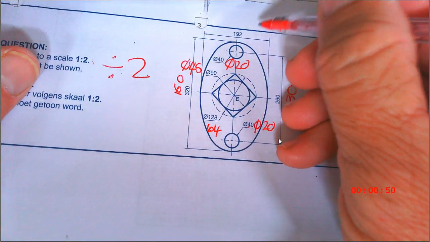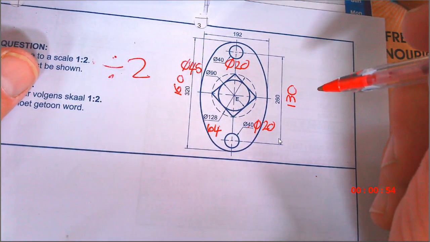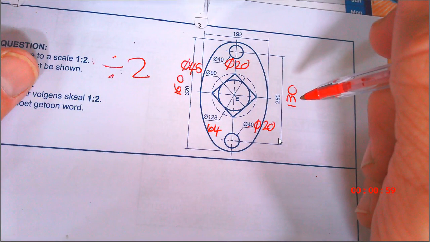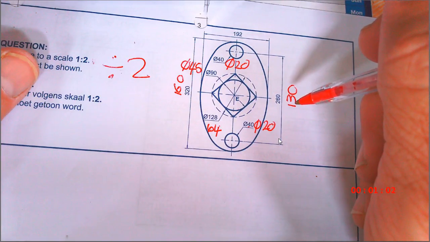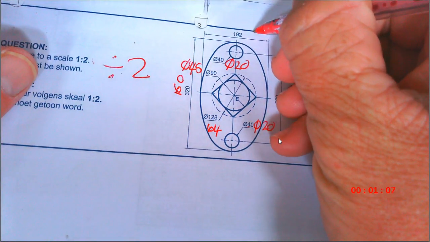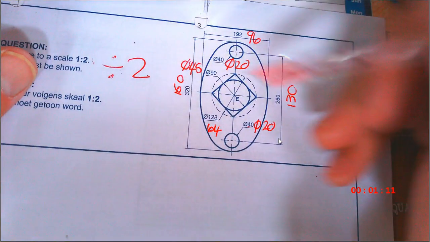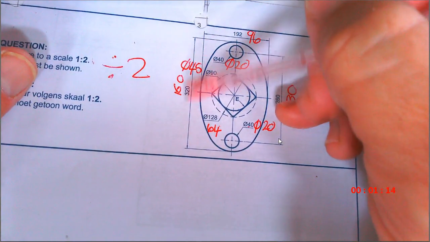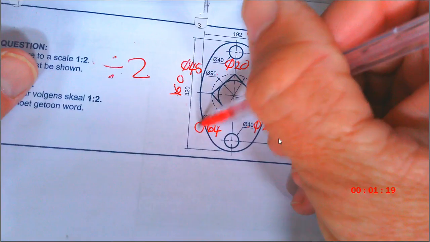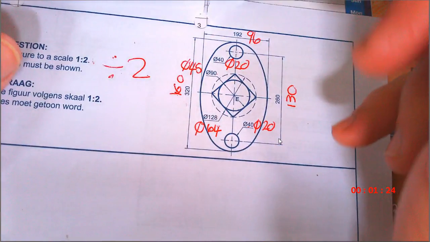This one 192. Wat is dit? Wat is 191? 190 se helfte is wat? 19. Wat is 19? 95. 95. Is dit reg? 96. Dankie hoor. Okay, so 96 millimeters. Diameter 45. That's going to be 160, 64. Diameter 20, 130. Okay, there we go.